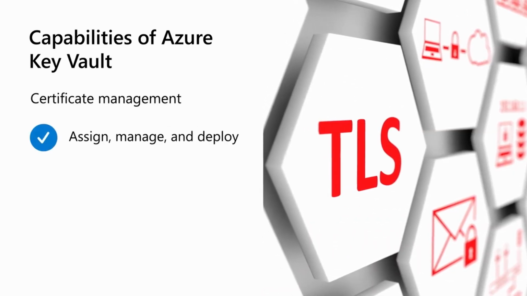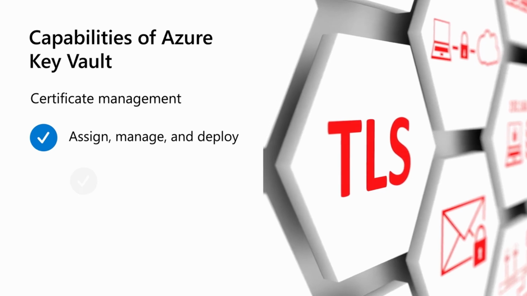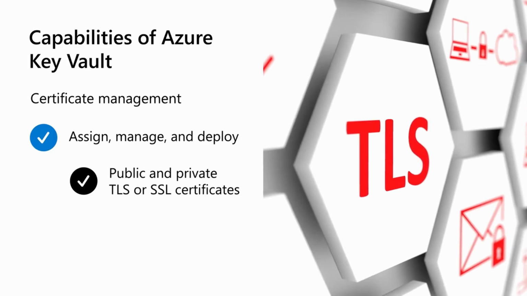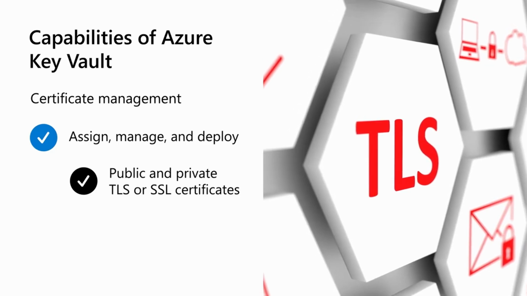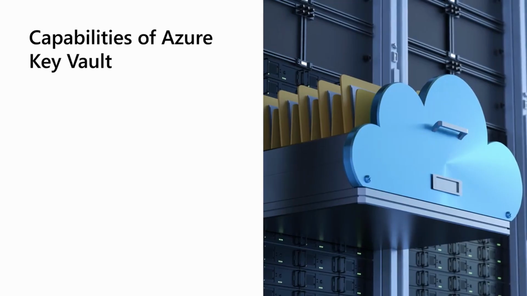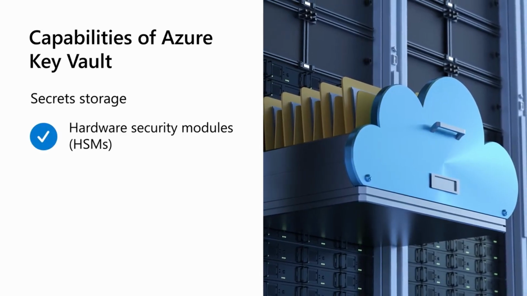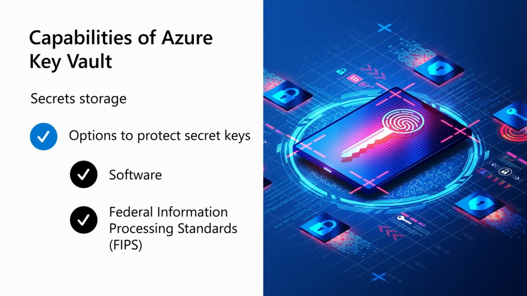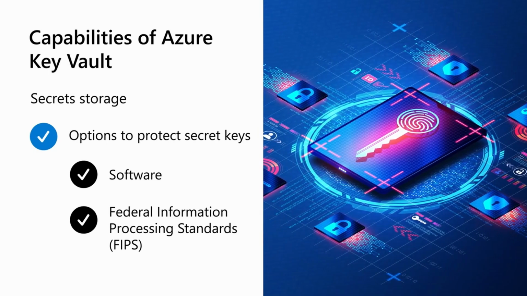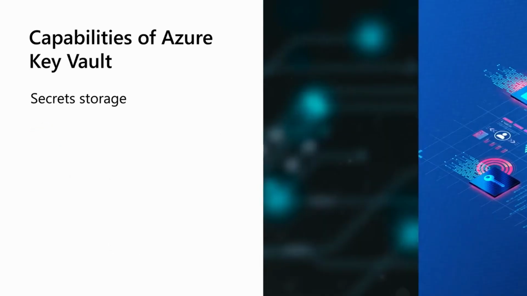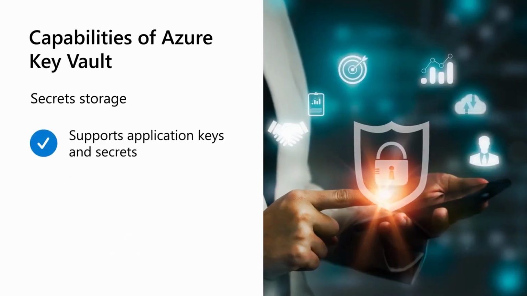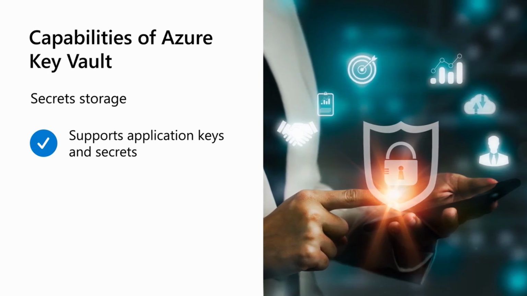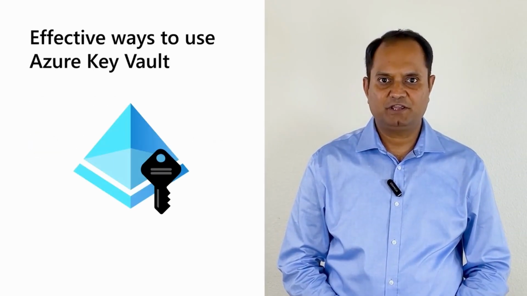The third is certificate management. With the help of Azure Key Vault, you can quickly provision, manage, and deploy public and private TLS or secure socket layer, also called SSL, certificates, for usage with Azure and your internally connected resources. And the fourth is to store secrets in hardware security modules, also called HSMs, software, and Federal Information Processing Standards, also called FIPS, are 2 ways to protect secrets and keys. It is important to note that the Azure Key Vault supports application keys and secrets, but it is not intended to store user passwords.